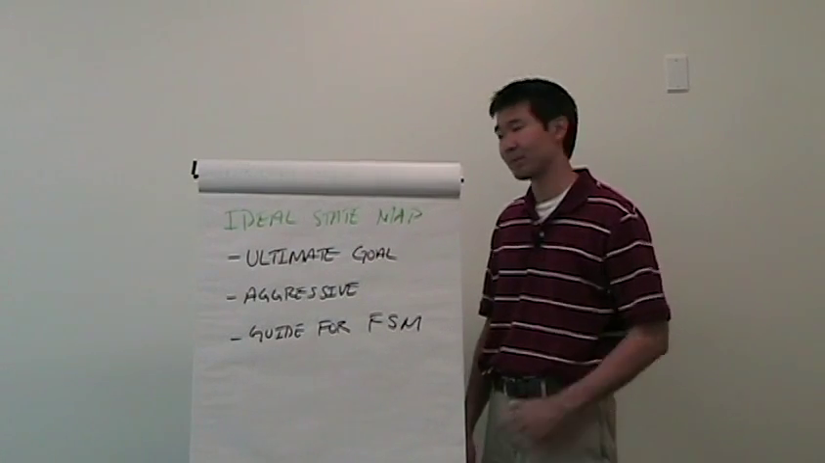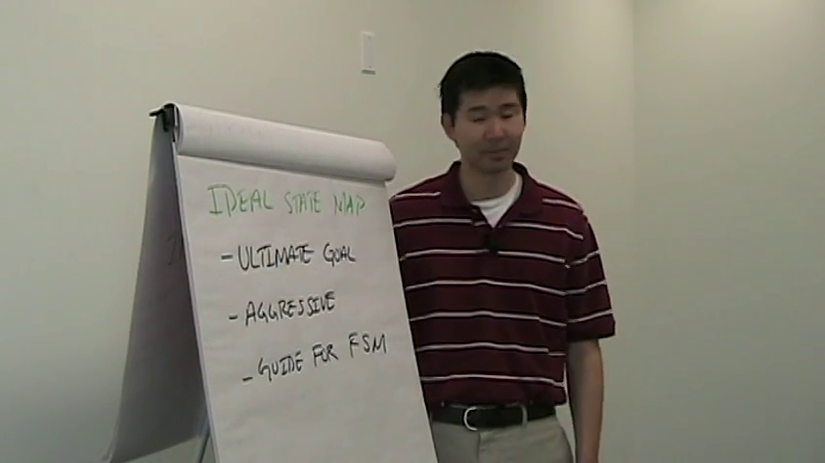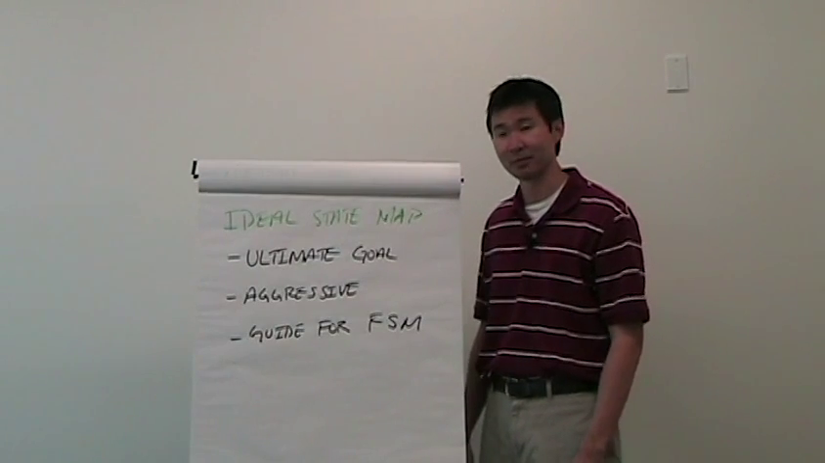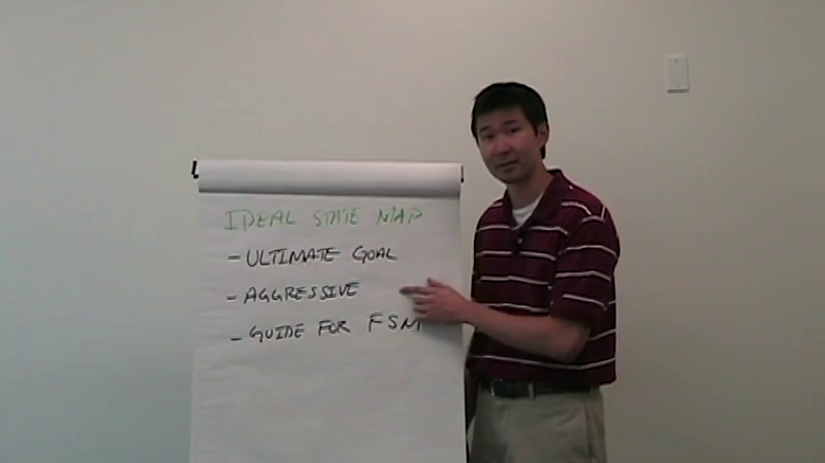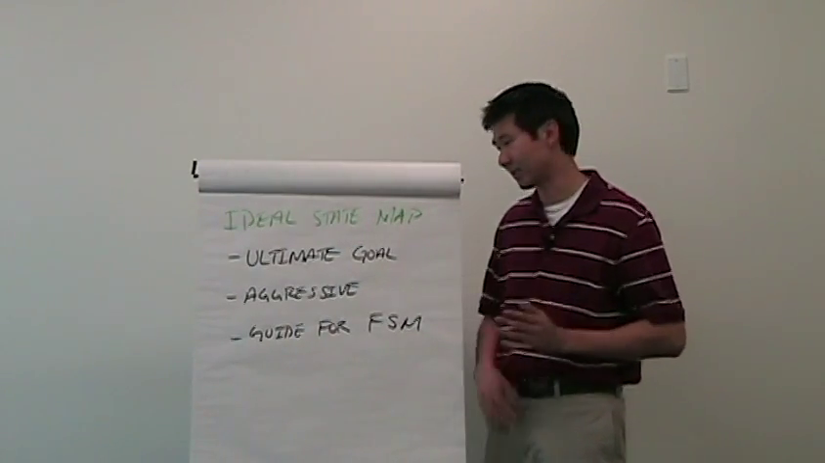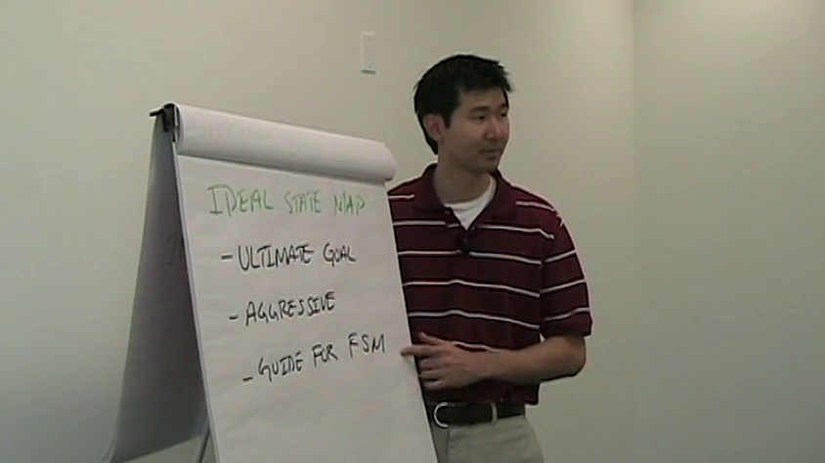Perhaps the most important map is the ideal state map. This map tells me what your organization wants to be when it grows up. It also shows me the vision that's been set for your organization. It's the ultimate goal, and I encourage you to be aggressive. Envision a system with zero waste in it. This is going to serve as a guide for all future state maps.